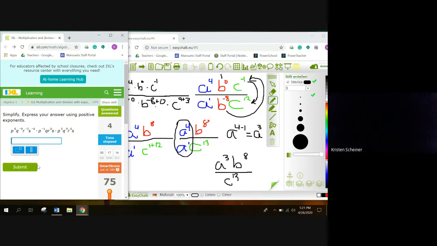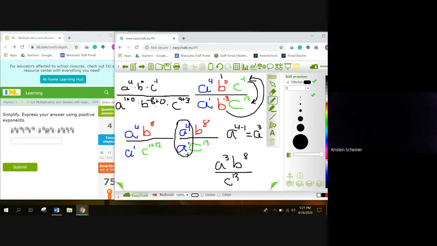So like I said, when we get to the SMART score of about 65 or 70, you do not need to worry about doing these problems. These are advanced. I do not expect you to know how to do these yet, but if you're up for a challenge, this is how you would get there. Just make sure that you keep your like terms together and do not combine your unlike terms.